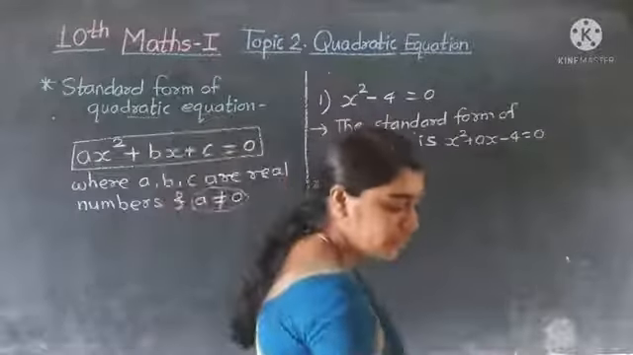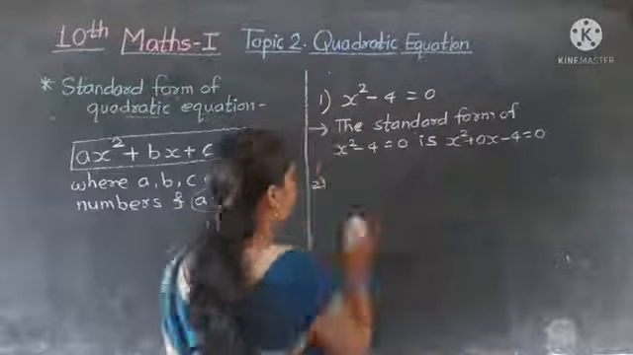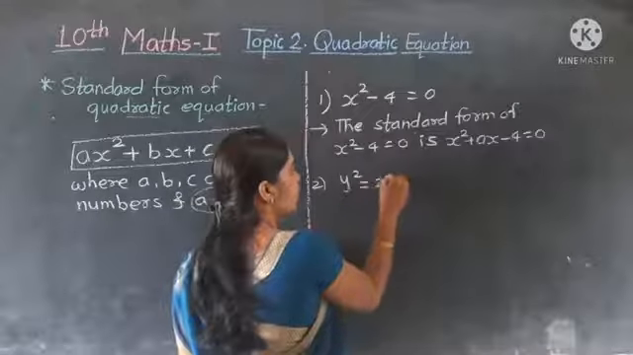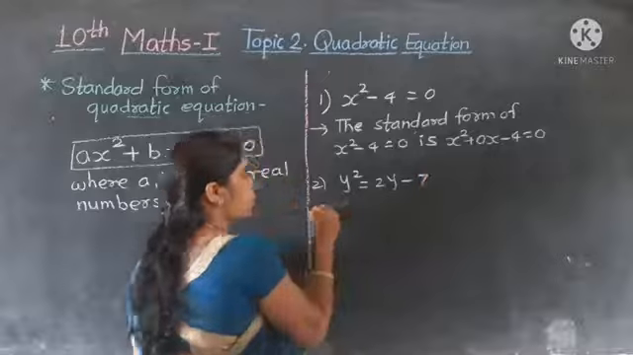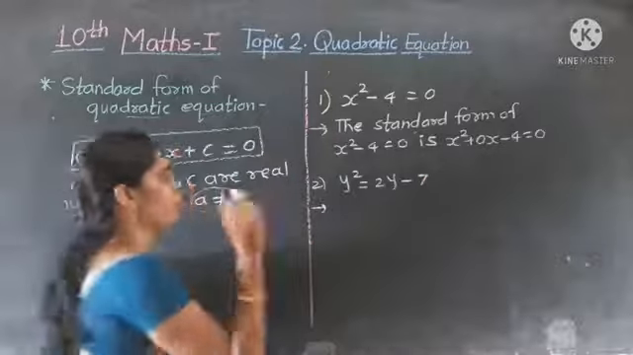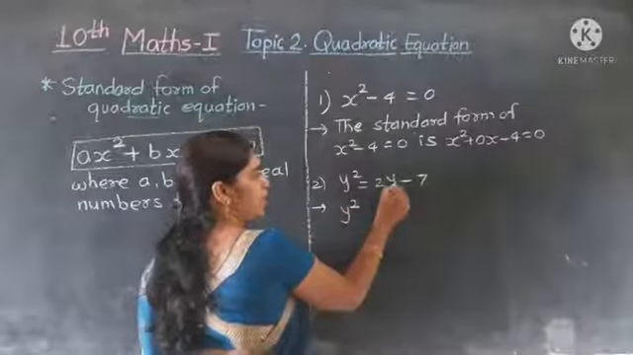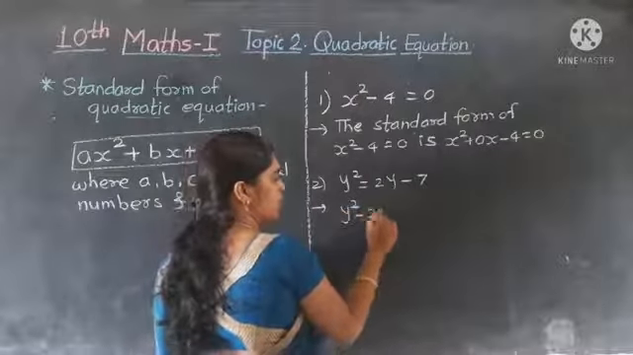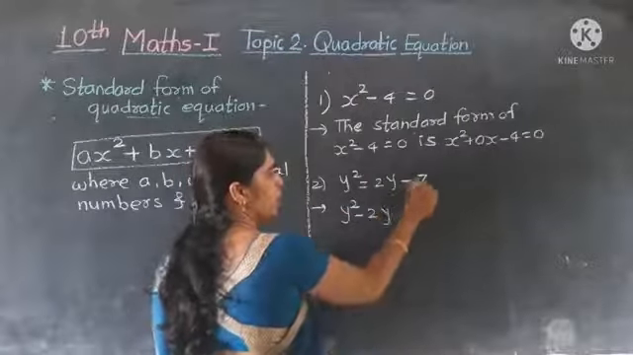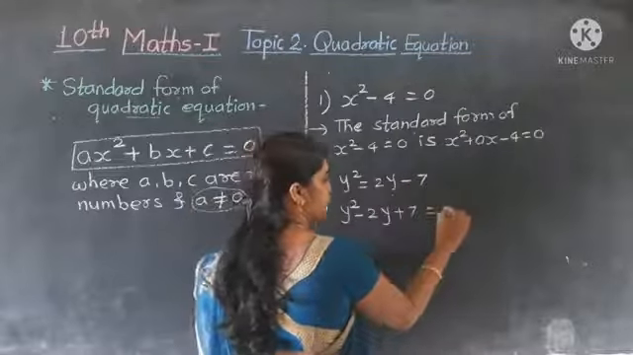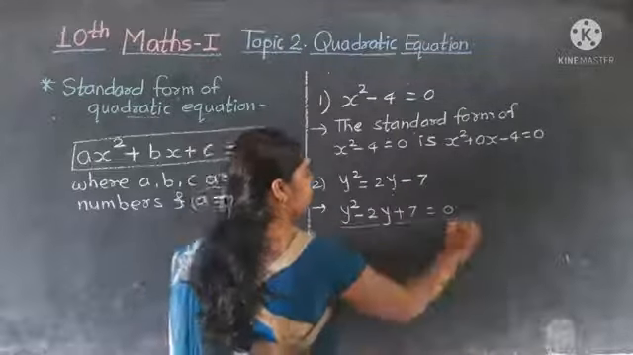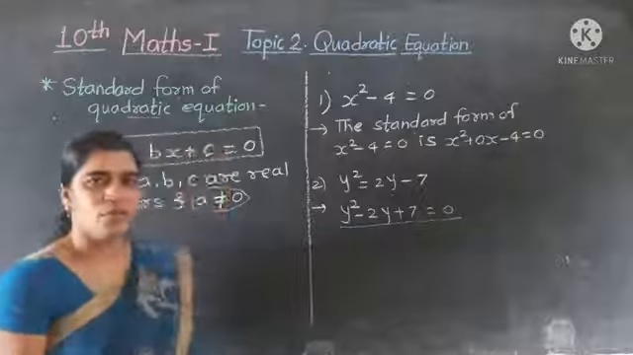Okay. Similarly, you can write y square is equal to 2y minus 7. We have to write this in standard form. So how do we write it? First we write y square as it is, then the y term: take this 2y to the LHS, minus 2y, and minus 7 becomes plus 7 is equal to 0. This is the standard form.